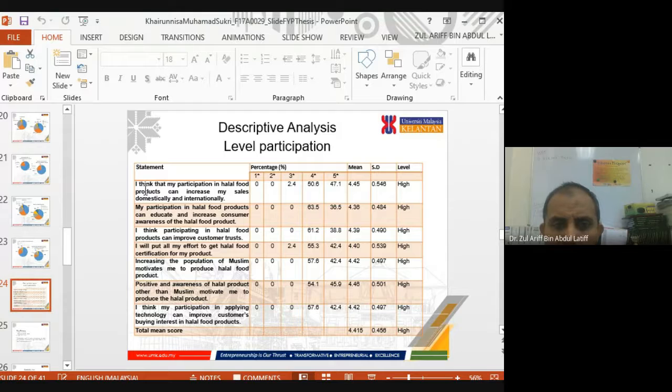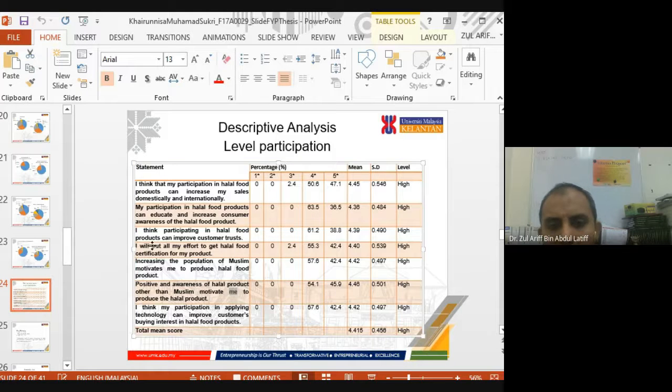This is the statement. Okay, all your statements must have the word I, or the word me or mine, meaning it belongs to the person himself. You have already found your target respondents, and then the question reflects the person who's going to answer. So here it shows that the means are all above 4, which is high. All high.